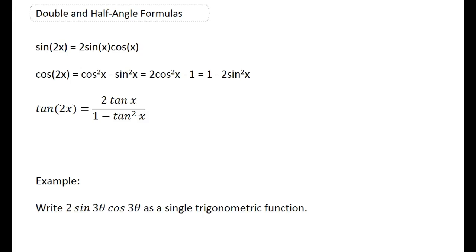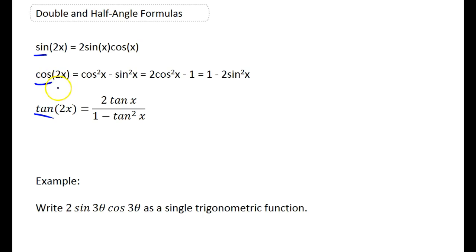Let's learn how to use double and half angle formulas with trig functions, okay? So we have double angle formulas for sine, cosine, and tangent. The double angle formula, in other words, the formula for the sine of twice an angle, is twice the sine of the angle times the cosine of the angle.